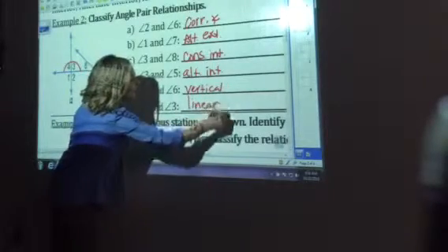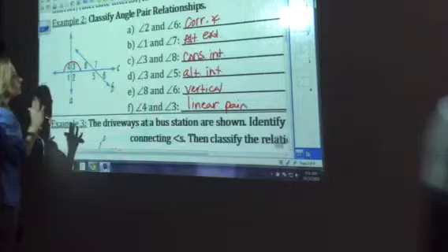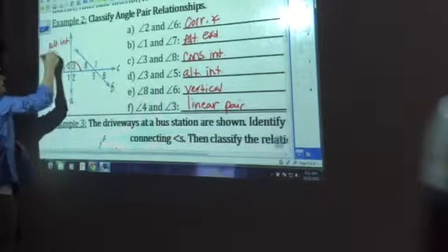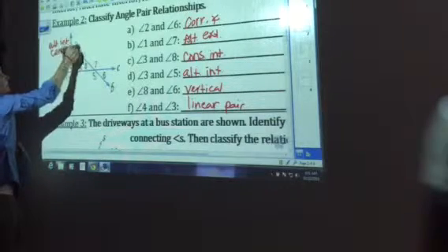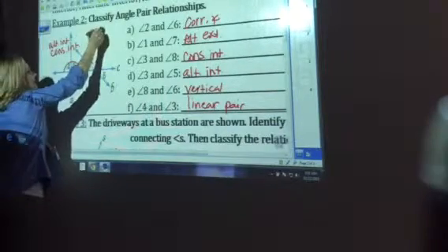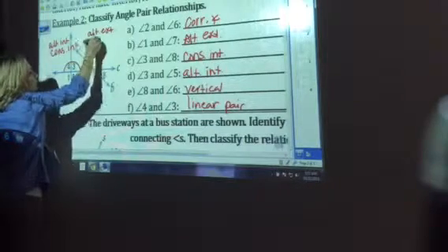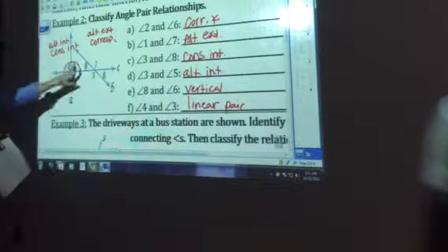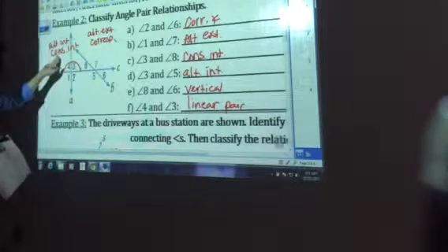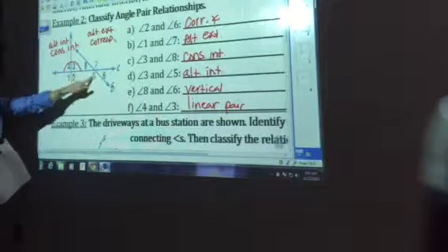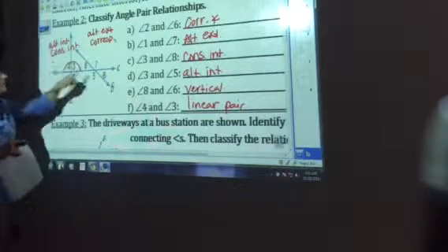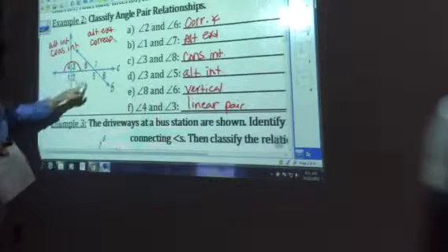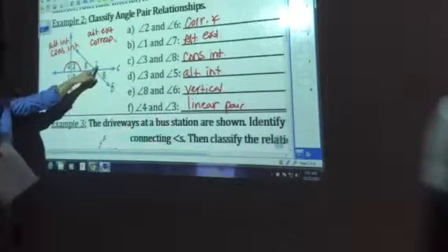Okay, so just to recap our 4 new relationships: alternate interior, consecutive interior, alternate exterior, and corresponding. Okay? Alternate interior, they're inside across from each other. Consecutive interior, they're inside but next to each other. Alternate exterior, across. And then corresponding are in the same spot. 4 and 8, 1 and 5, 2 and 6, and 3 and 7.